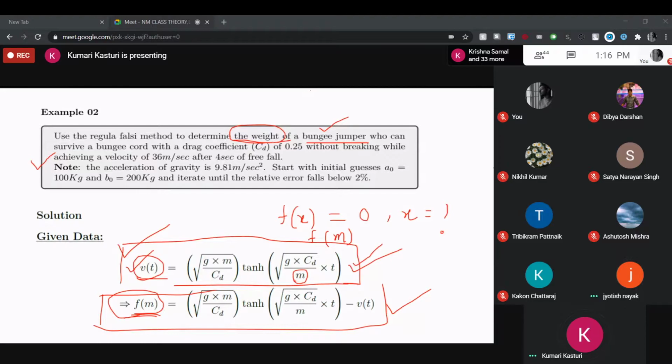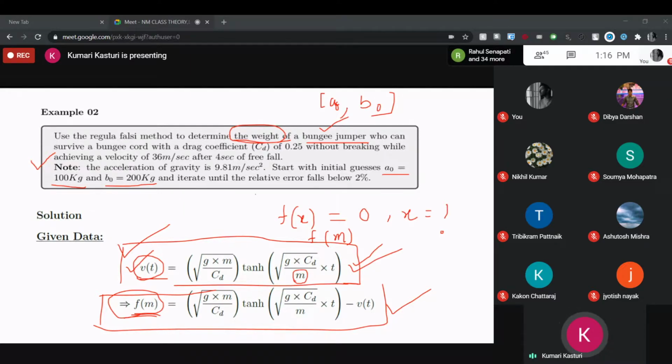Yes, ma'am. Please, after that, write down in your copy whatever I am telling you. In the question, what are the given data? A0 is equal to 100 kg. After that, B0 is equal to 200 kg. This is nothing but your initial interval, A0 and B0. A0, write down 100 kg. B0 is 200 kg.